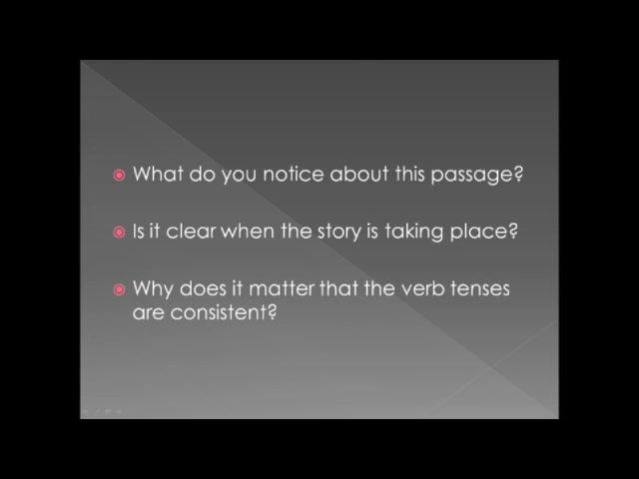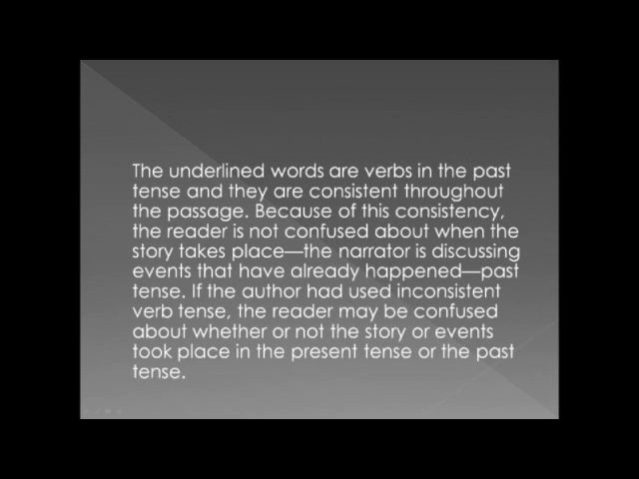What do you notice about this passage? Is it clear when the story is taking place? Why does it matter that the verb tenses are consistent? The underlined verbs are in the past tense, and they are consistent throughout the passage. Because of this consistency, the reader is not confused about when the story takes place. The narrator is discussing events that have already happened. That's past tense. If the author had used inconsistent verb tense, the reader may be confused about whether or not the story or events took place in the present tense or the past.